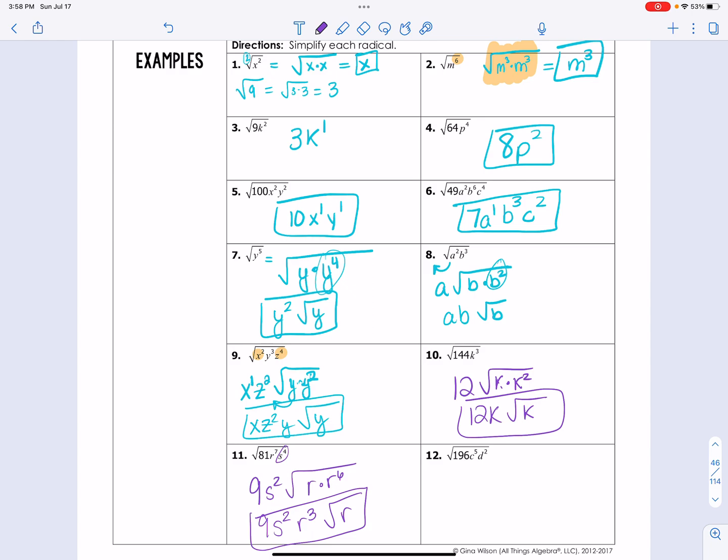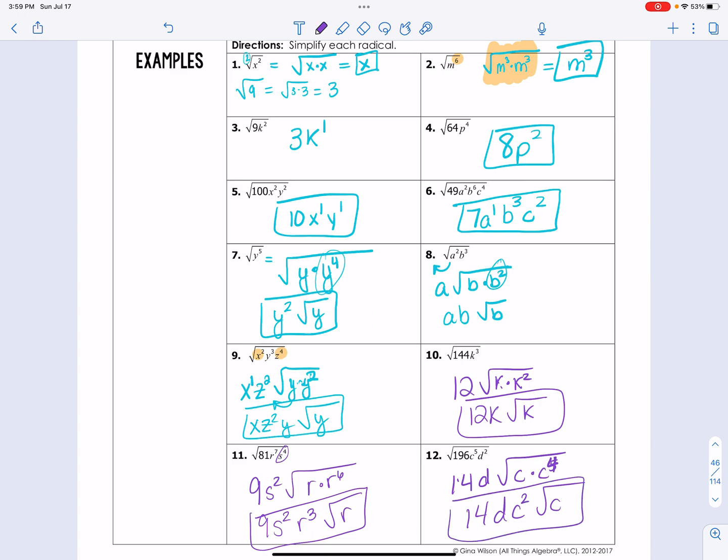196 is a perfect square. That is on my list. So the square root of 196 is 14. Yeah, it is, 14. And I can take out the d squared and be a d, but I'm going to have to rewrite this as c times c to the 5th. So my answer is 14dc to the 4th c squared.